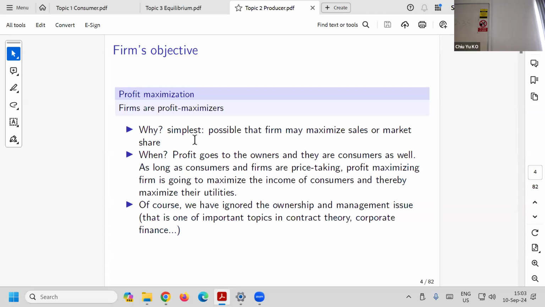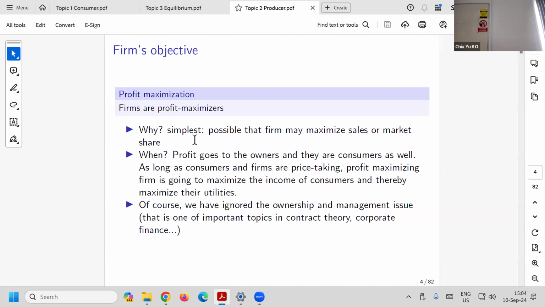As I said, we assume a firm, a black box, to be profit maximizing. This would fit, I think, 90% of the papers in the literature. The remaining 10% will not assume that. They assume there are many different types of objectives. First, why would you want to maximize profit?